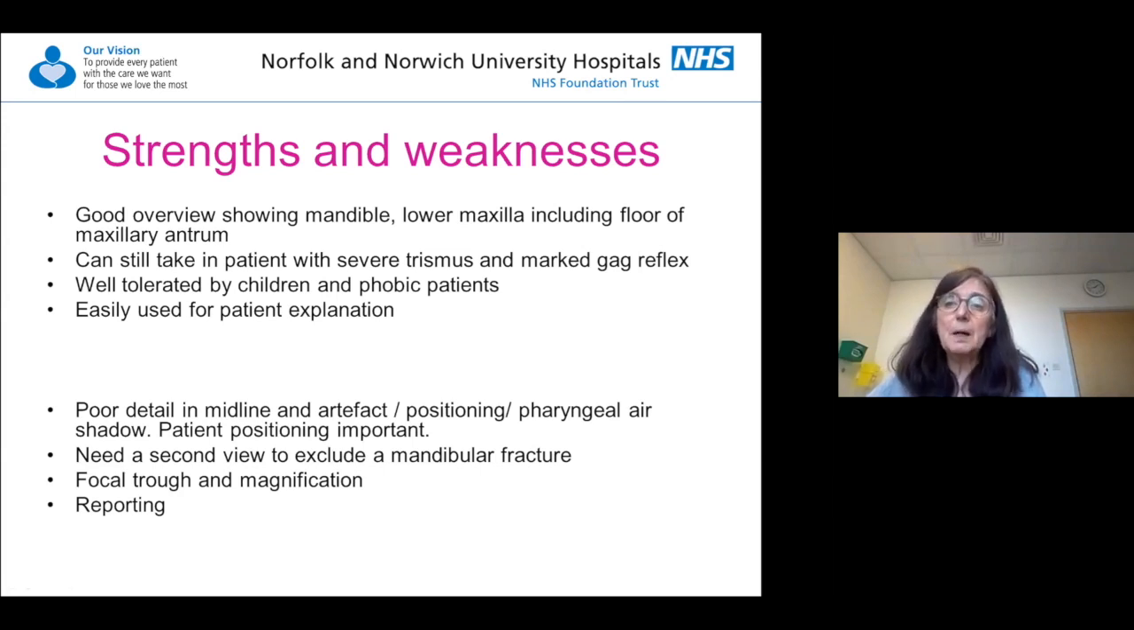With regard to mandibular trauma, we would need a second view in order to be sure that there weren't fractures anywhere other than what we'd seen on the OPT, and we generally do a PA mandible alongside an OPT. So as we've said already, there is a focal trough, and that's maximal in the molar region of the mandible, the body of the mandible, and we get a degree of magnification.